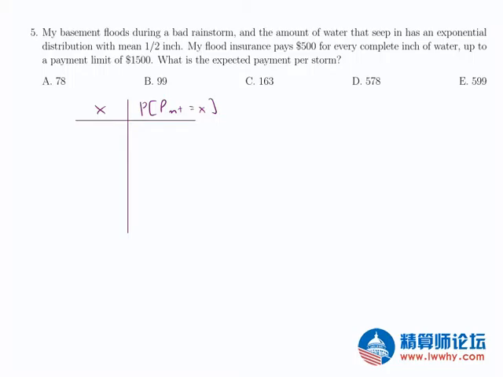The insurance company will pay $500 for every complete inch of water up to a payment limit of $1,500. So they'll pay me either 0 if I have less than 1 inch, 500 if I have 1 inch and less than 2 inches, and so on up to 1,500.